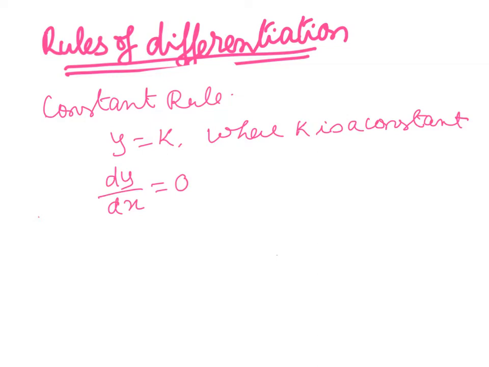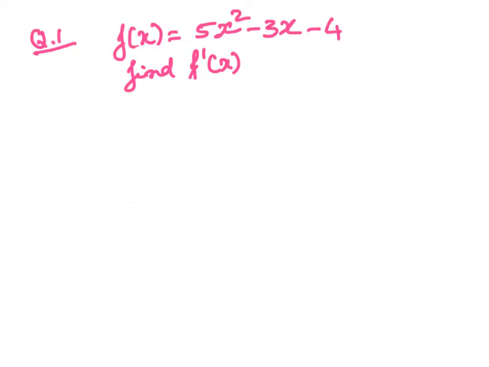So what we are now going to do is apply these two rules, a combination of rules, to derive. We must be very fluent in algebra, very fluent in rules of exponents. Let us now see. I have a question here. F of x is equal to 5x squared minus 3x minus 4. Determine f prime of x. I have to find the first derivative.